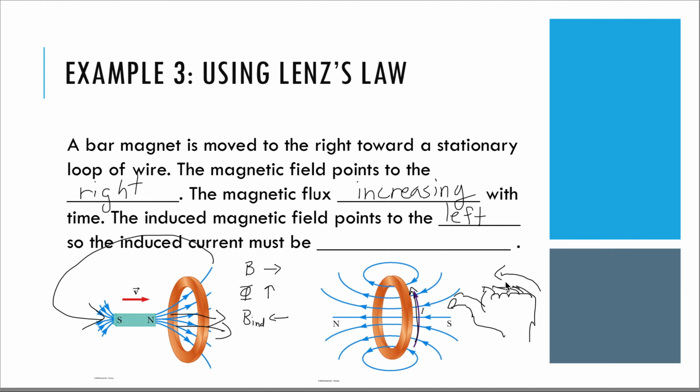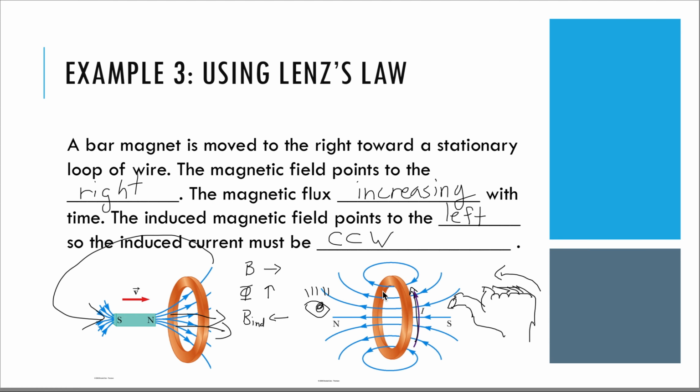So if your fingers are curling this way, which is given by this arrow here, the thumb points in the direction of the field, which is to the left. That means that the induced current must be this way. So how do we describe this way? Well, we can say that if our eye is over here, if we're looking at the loop from the left-hand side, then this current, which is flowing this way, is going counterclockwise. So CCW, counterclockwise.